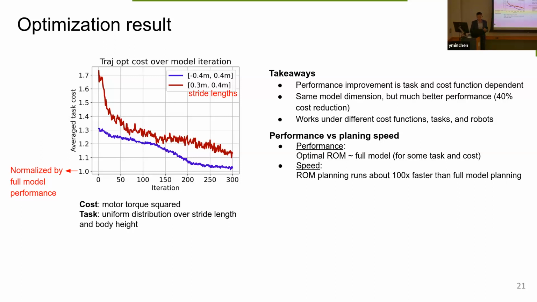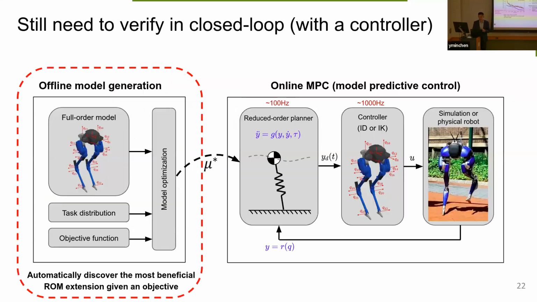Yeah, and lastly, just highlight the planning speed. Besides the cost improvement, when we put this reduced model in an MPC, the planning speed is significantly faster, as we expected, than the planning speed using the full model. In this case, it's empirically roughly 100 times faster. All right, so that was the offline model generation.